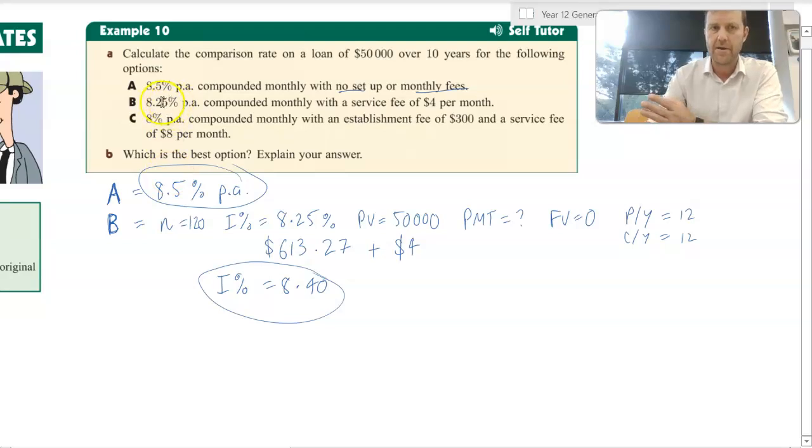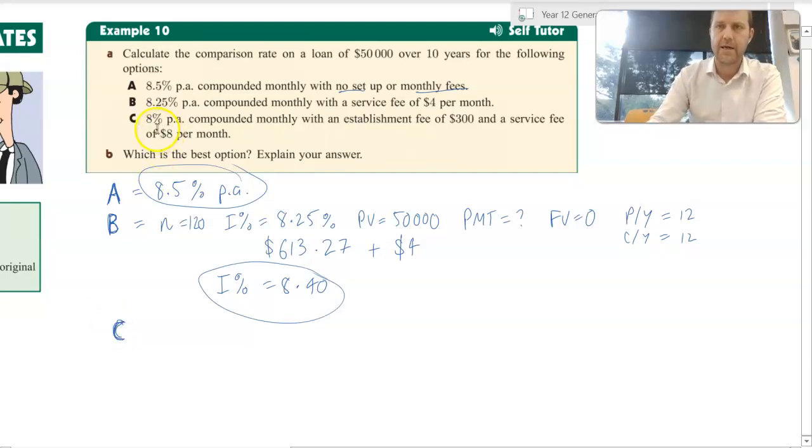It's still higher than obviously the initial 8.25%, but your comparison rate will always be higher than your nominal rate given a service fee and an establishment fee. Okay, it will never be less. C is our third option.